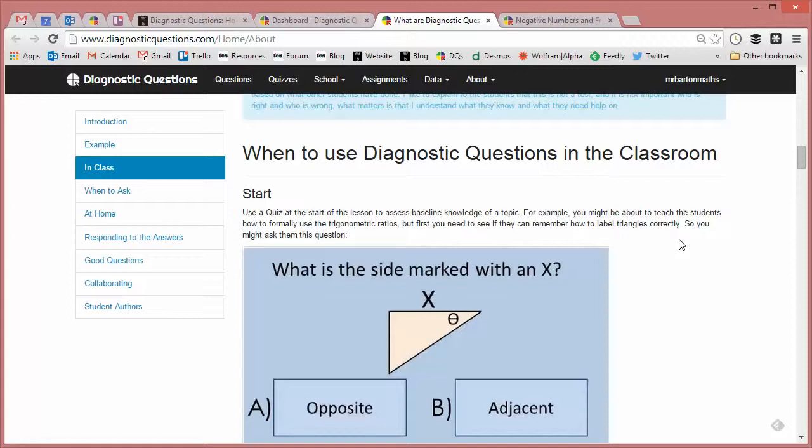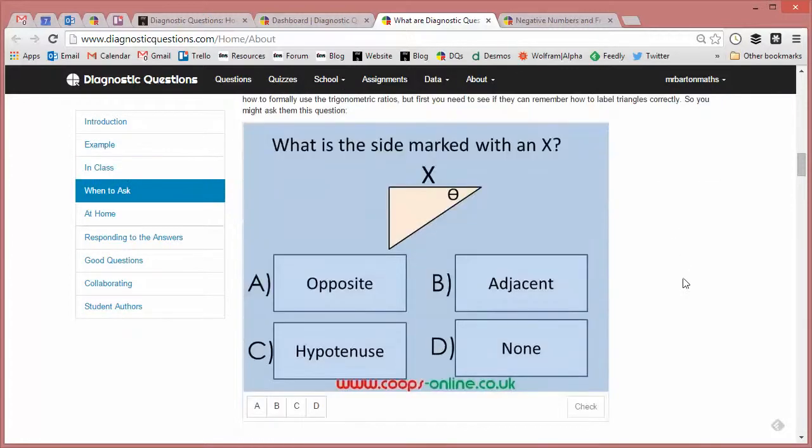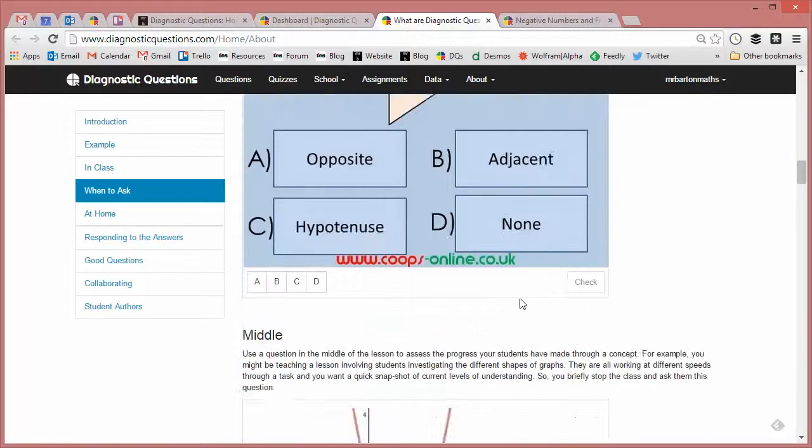And this is quite an interesting one. For me, I think there's 3 different times to use them, and they each serve a different purpose. At the start of a lesson is very important to assess baseline knowledge. If I'm about to teach a lesson on trigonometry, there's no point me carrying on unless my students know which side is the opposite, which is the adjacent, and which is the hypotenuse. So I might ask a question like this at the start of the lesson so I can check the baseline knowledge is all in place before I go on and teach the new knowledge of actually how to work out lengths of sides and angles using trigonometry.